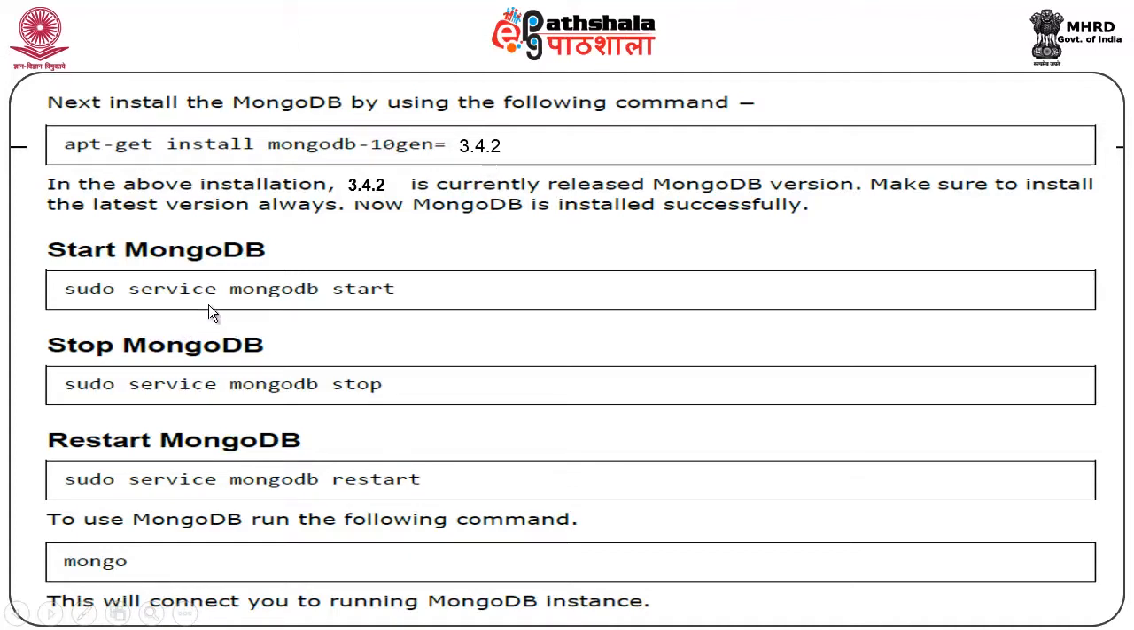Then you will have to start MongoDB using the start command. If you want to stop MongoDB, you can use the stop command, and when you want to restart MongoDB, you can use the restart command. The following command can be used for running MongoDB: simply type mongo in the command prompt and hit the enter key, and it will execute the MongoDB framework. This will connect to the running MongoDB instance. Any number of such MongoDB instances may be created.